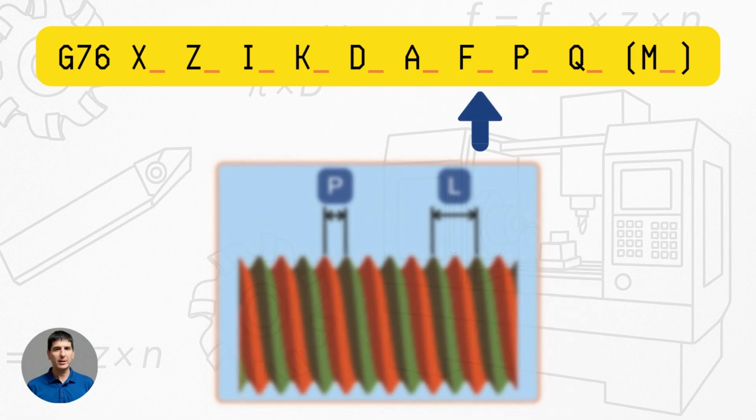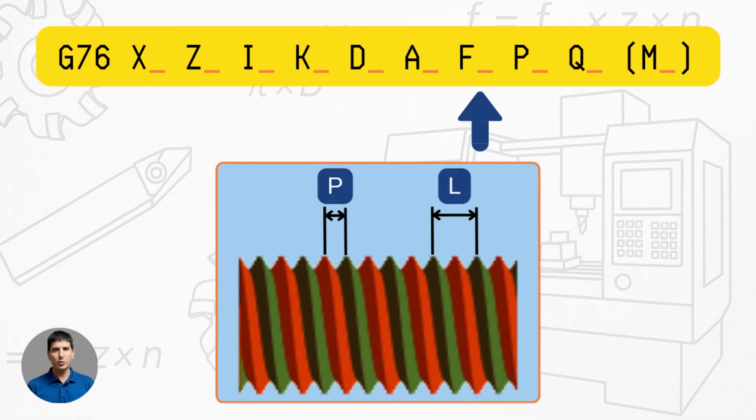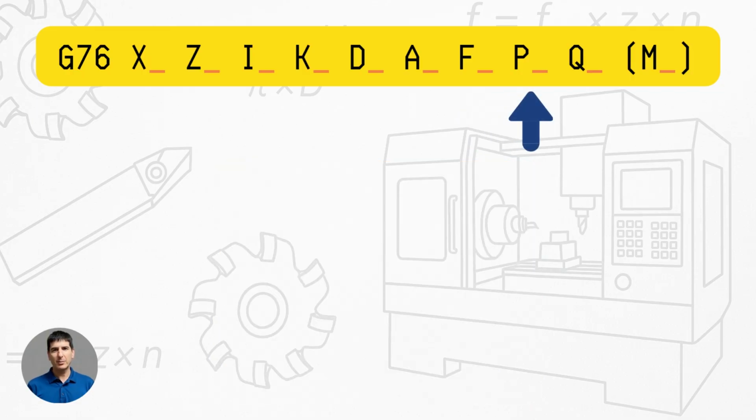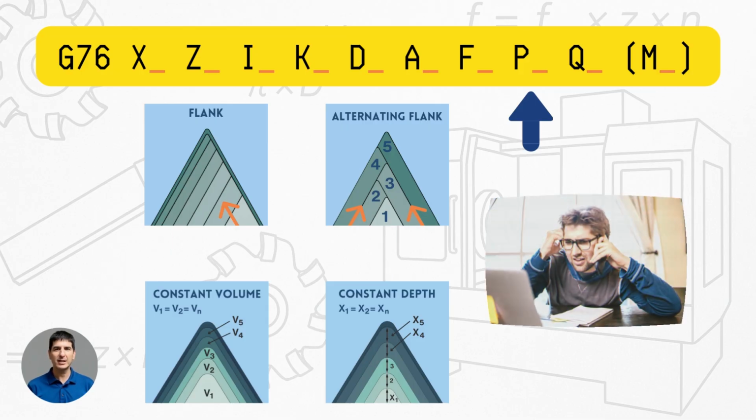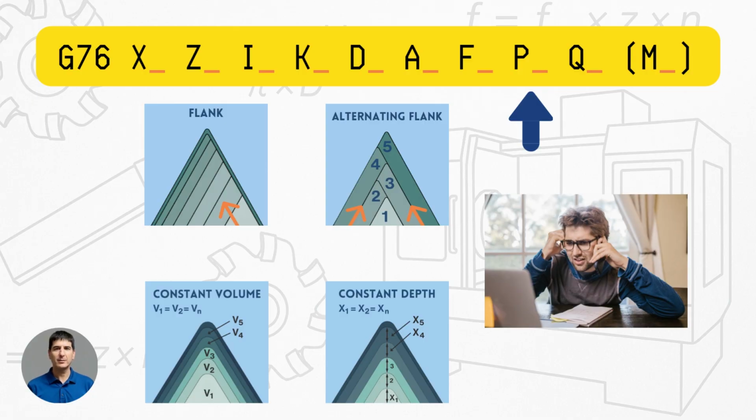F is the feed rate, which equals the thread's lead. Normally, in single start threads, this is simply the pitch. The P parameter controls the infeed method, and this is where things get interesting. P1 gives you flank or modified flank feed with constant volume. P2 provides alternating flank feed, also with constant volume. P3 is flank or modified flank feed with constant depth. And P4 gives you alternating flank feed with constant depth. Don't worry if it seems confusing now, since I will break it down shortly.